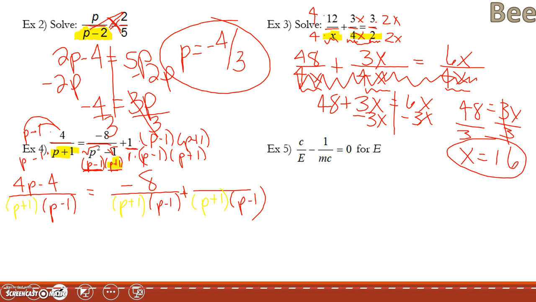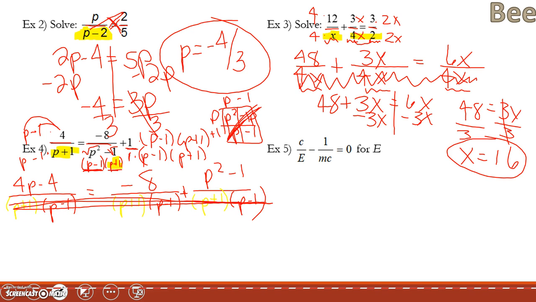So on the top of the last one, I'm going to have to FOIL this out. So I get p squared, negative 1p, positive 1p, negative 1. The diagonal cancels, so I'm left with just p squared minus 1. So I'm going to cross out my bottoms because I got the same denominator, and I'm just left with the top. When I rewrite it, I'm going to add negative 8 and negative 1 because they're like terms, so I'd have p squared minus 9.